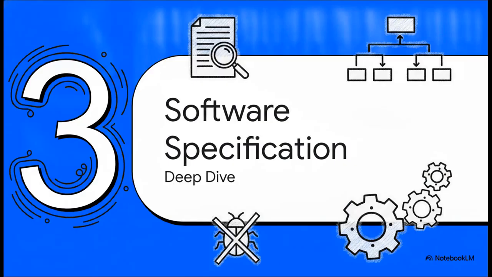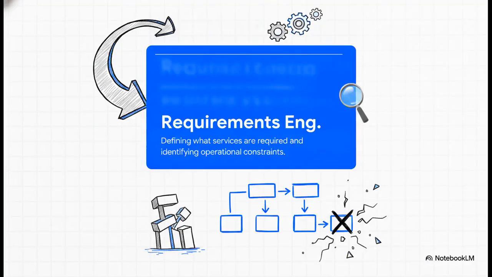Let's slow down a bit for Section 3, a deep dive into software specification. Software specification, which you'll also hear called requirements engineering, is the process of understanding and defining exactly what services are required from the system, as well as identifying any constraints on its operation and development. I really want to emphasize this because the textbook is super explicit about it. This is a particularly critical stage. Why? Because mistakes made here inevitably lead to massive, expensive problems later on during system design and implementation. Seriously, if you build the wrong thing perfectly, it is still the wrong thing.